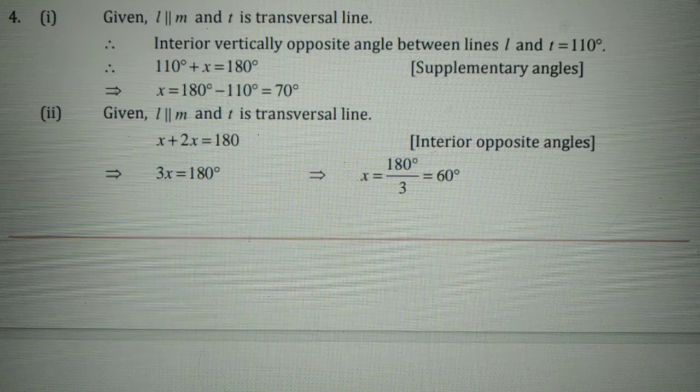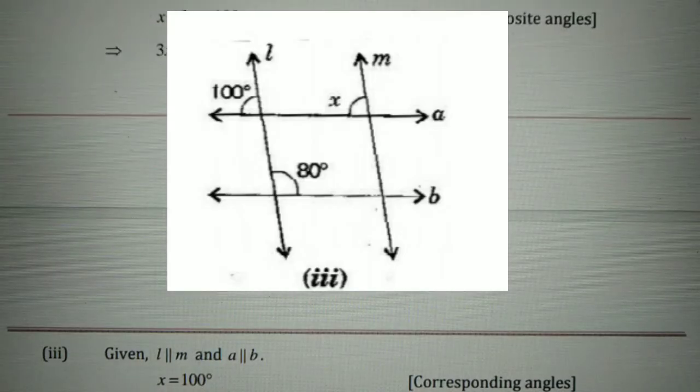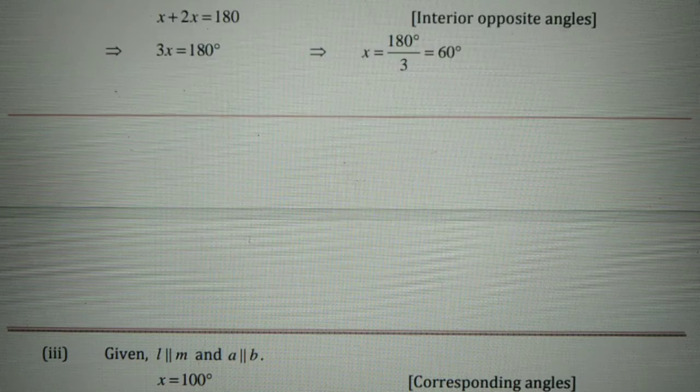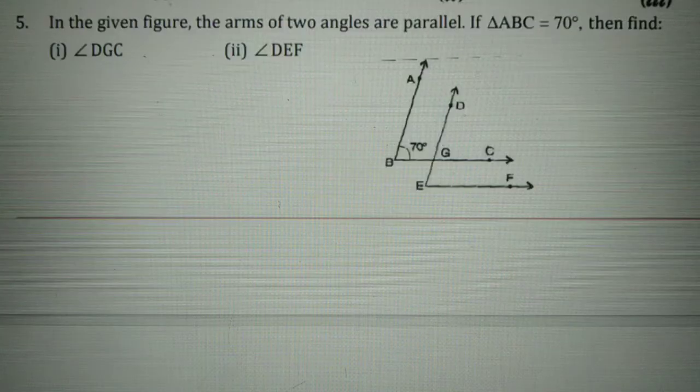Divide both sides by 3, we get the answer: 60 degrees. So in this way you can write down the answers. Now observe the third part of this question. When L is parallel to M and A is parallel to B, that is, two parallel lines are there, so x is equal to 100 degrees by the corresponding angle property. So in this way you can do all the questions.